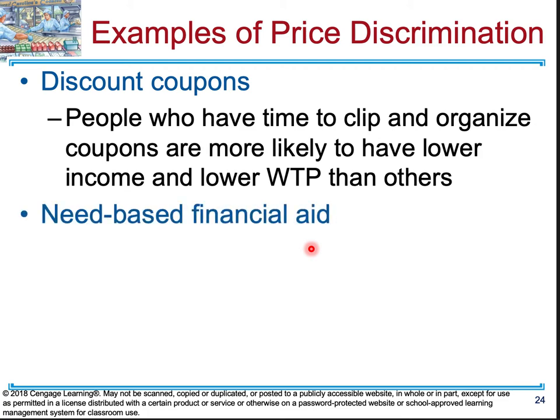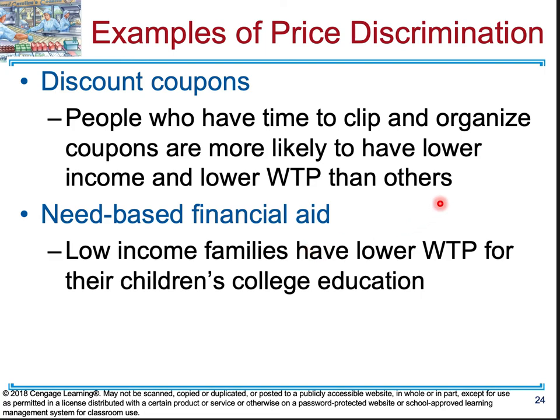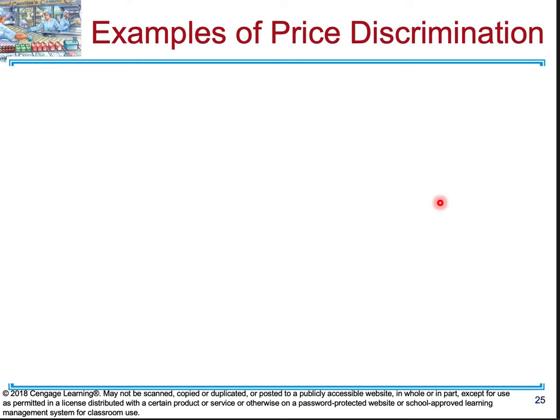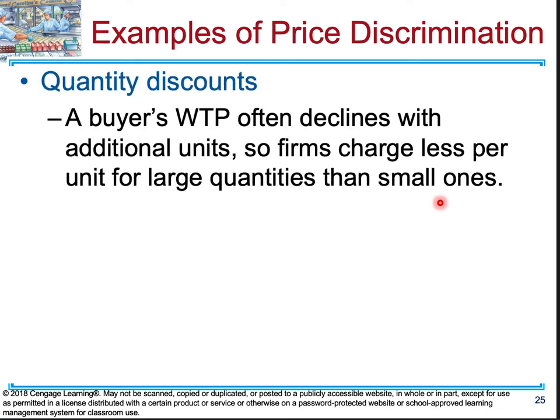The next one is need-based financial aid. This is another way to price discriminate. Low-income families have lower willingness to pay for their children's education, so they get chosen first for financial aid. Schools price discriminate by offering need-based aid to low-income families. Basically, the lower your income, the more likely you're going to get financial aid. They have less money or are less willing to pay a higher price for their education. So again, price discrimination.